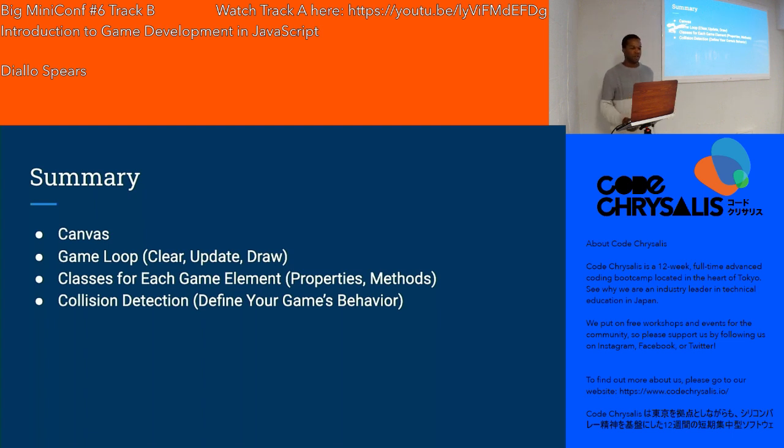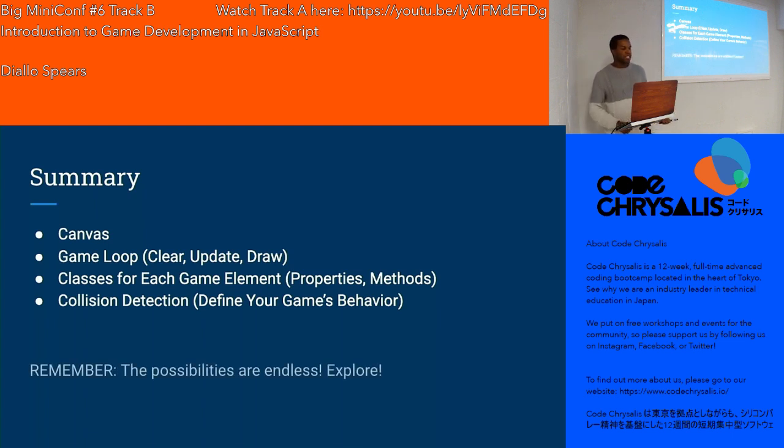And then we'll use collision detection to define what happens when things are interacting in our game, and sort of define our game's behavior. And the last thing that I want to mention is that I've shown an example of how to create one type of game in JavaScript, but of course there are many kinds of games out there, and there are many different ways you can go about doing it. So the possibilities are endless, so I encourage you to explore and play around with things and see what you find out.